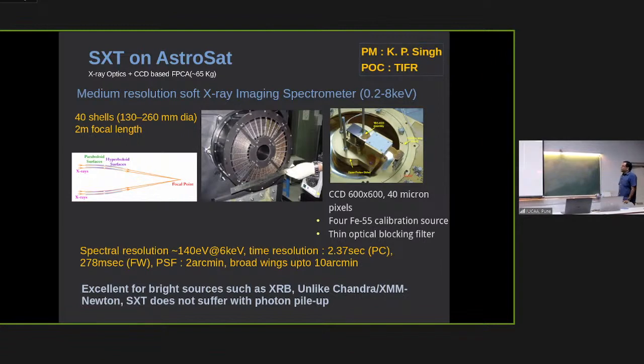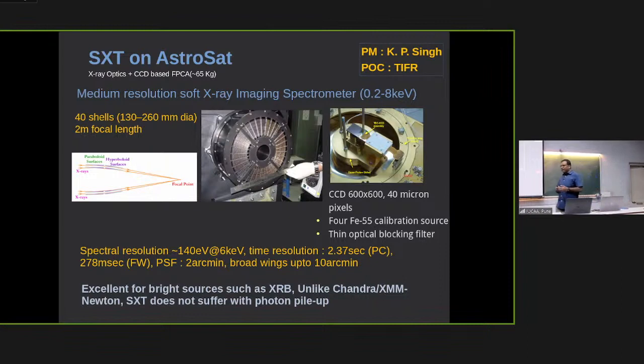So on Astrosat there is another telescope called the Soft X-ray Telescope, which utilizes X-ray optics. And here is the X-ray telescope. Here you will see there are roughly about 40 shells, with an inner diameter of 130 to an outer diameter of 160 millimeter, and its focal length is about 2 meters. And there are again mirror pairs.